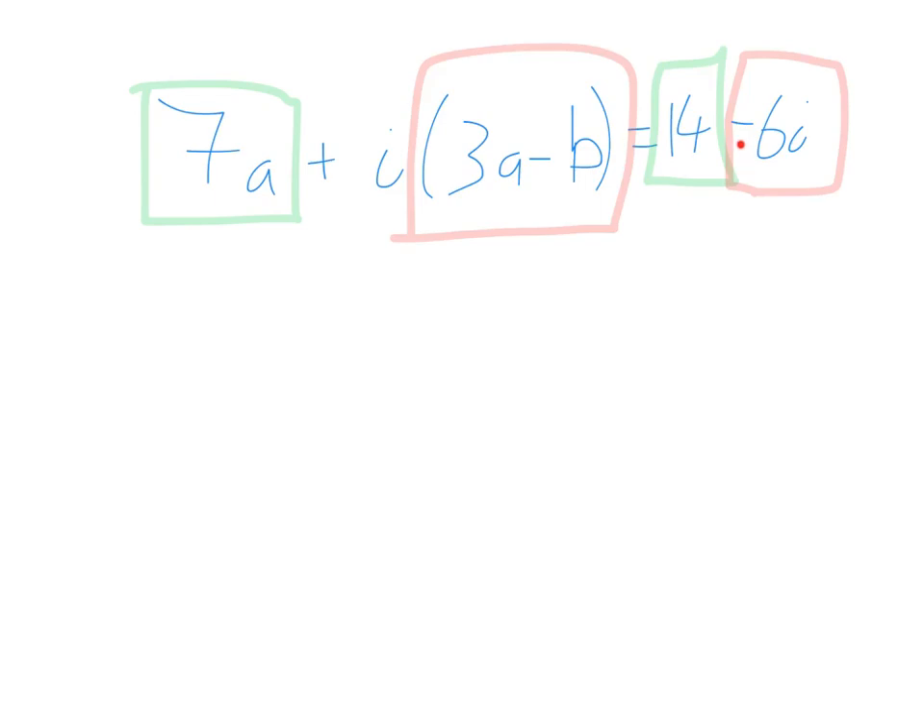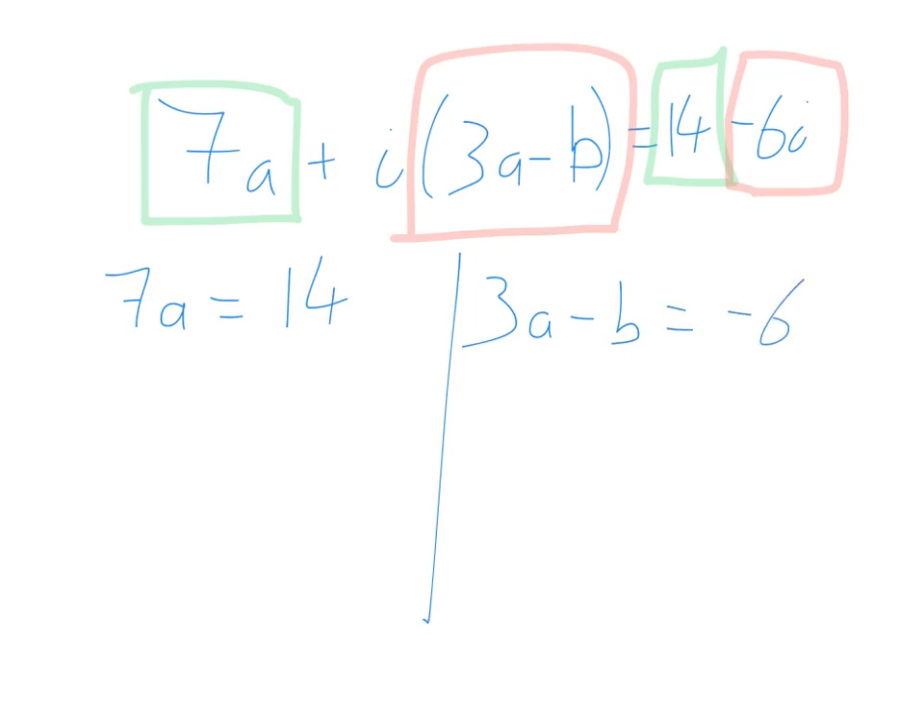Now it's important there to pay attention to the signs. Whenever you do see a negative sign, just make a note of it and make sure you carry it down with your work. So we're going to create our two equations now. We can say that 7a is equal to 14, and we can say that 3a minus b is equal to minus 6. Again, like before, we don't include the i's here when we're writing out the imaginary parts.